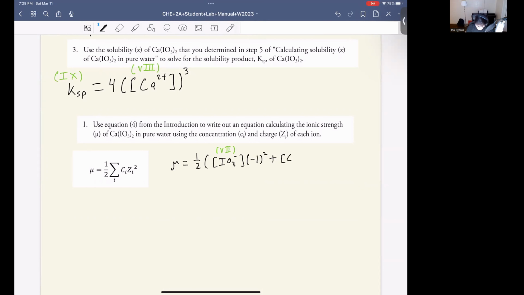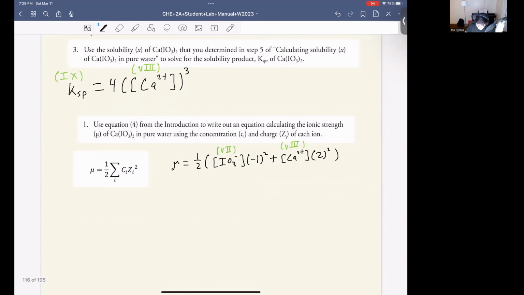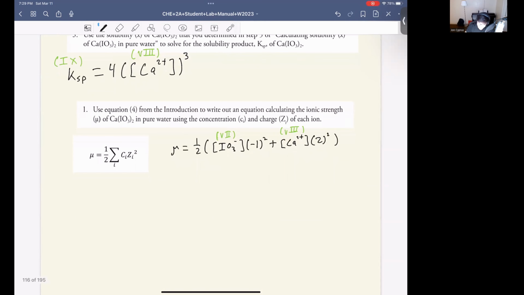So this was from number 8 times the charge, which is 2 squared. This is from your number 8. This is the X value that we just plugged in on the last problem. All right, I'm going to call this mu our step 10. Now it gets an X.